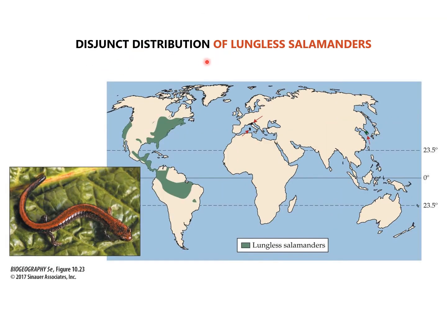This is a disjunct distribution of the lungless salamander, and it has some pretty remarkably isolated populations. So here you can see, in this Mediterranean region, there's a disjunct population, and then there are populations throughout the eastern United States. There are some disjunct populations of this group in the western United States, and then also in Central and South America. So some of these can be really widespread, and some disjunct populations can be highly isolated.